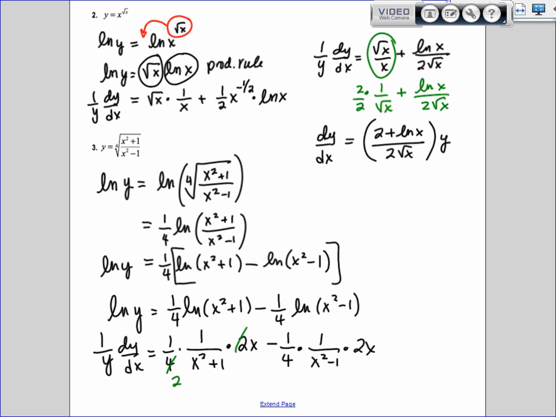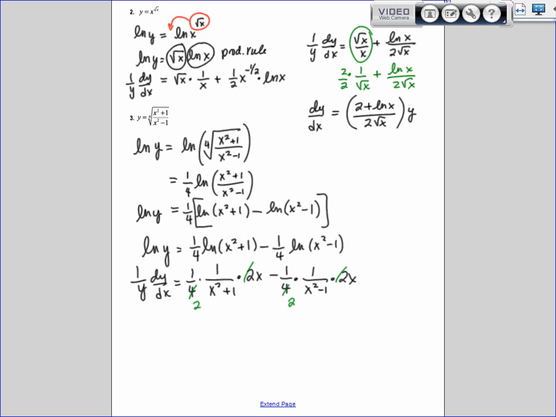So 2 and 4 makes 2. 2 and 4 make 2 on the bottom. Right, so I'm going to get dy over dx equals y times x over 2 parentheses x squared plus 1, minus x over 2 parentheses x squared minus 1. They could do common denominators or something strange, which they usually try to make it as compact as possible. Okay, we good? You guys want any more?